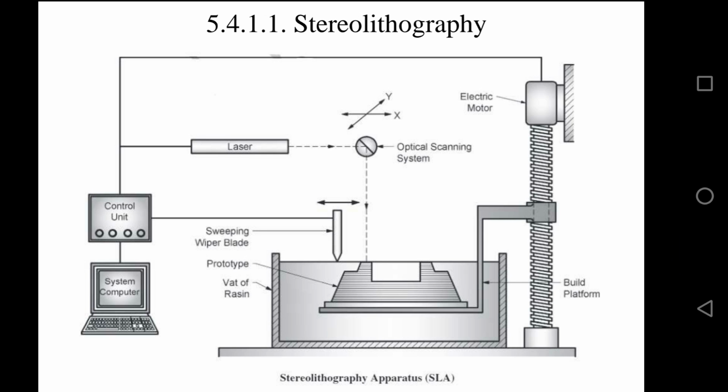In post processing, what do we do? The part is placed in an ultraviolet oven to harden any uncured resin. If we have any uncured resin, we keep the part in the ultraviolet oven and it is going to harden itself. Okay, so this is the working principle of the stereolithography process.